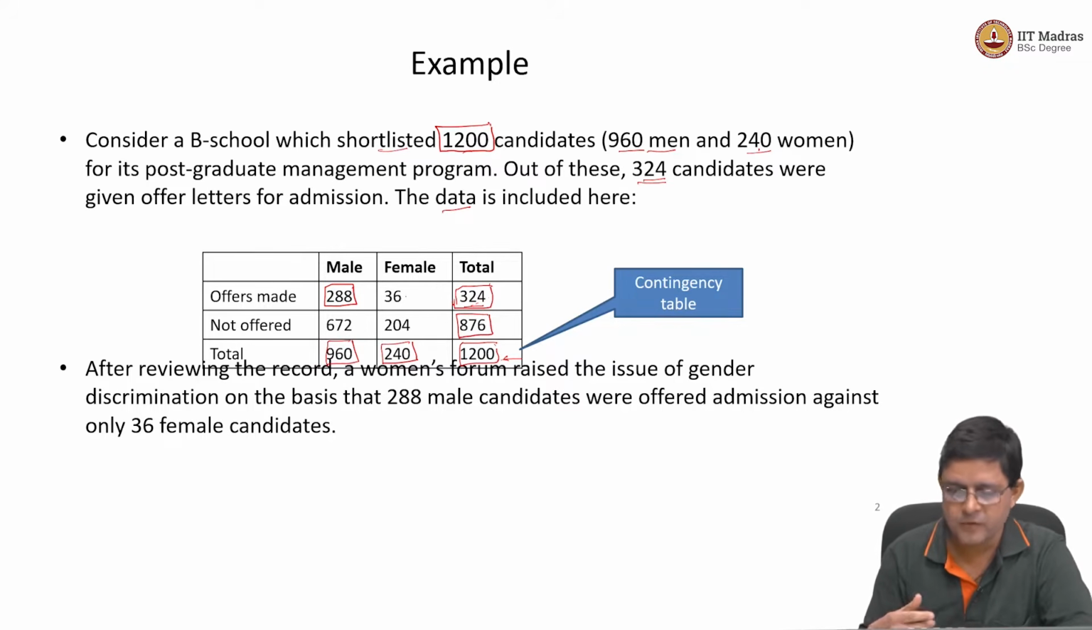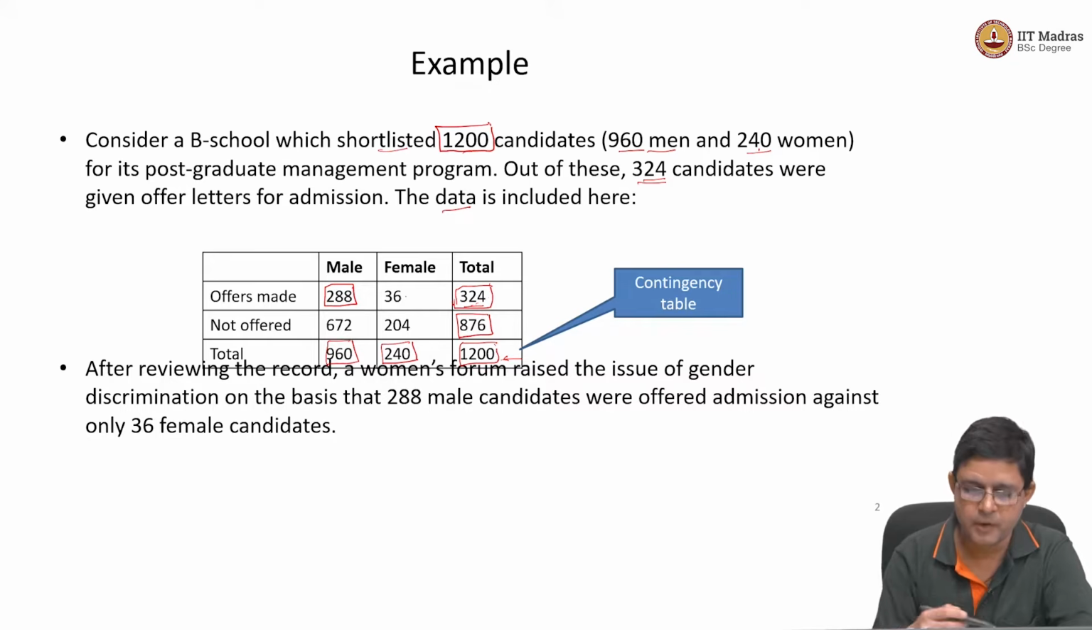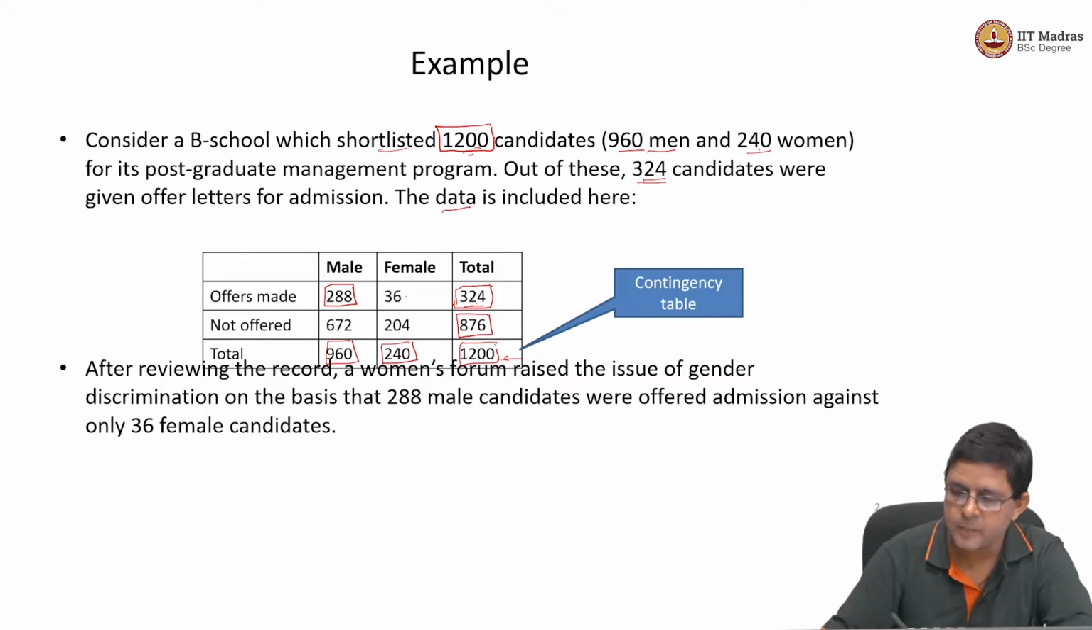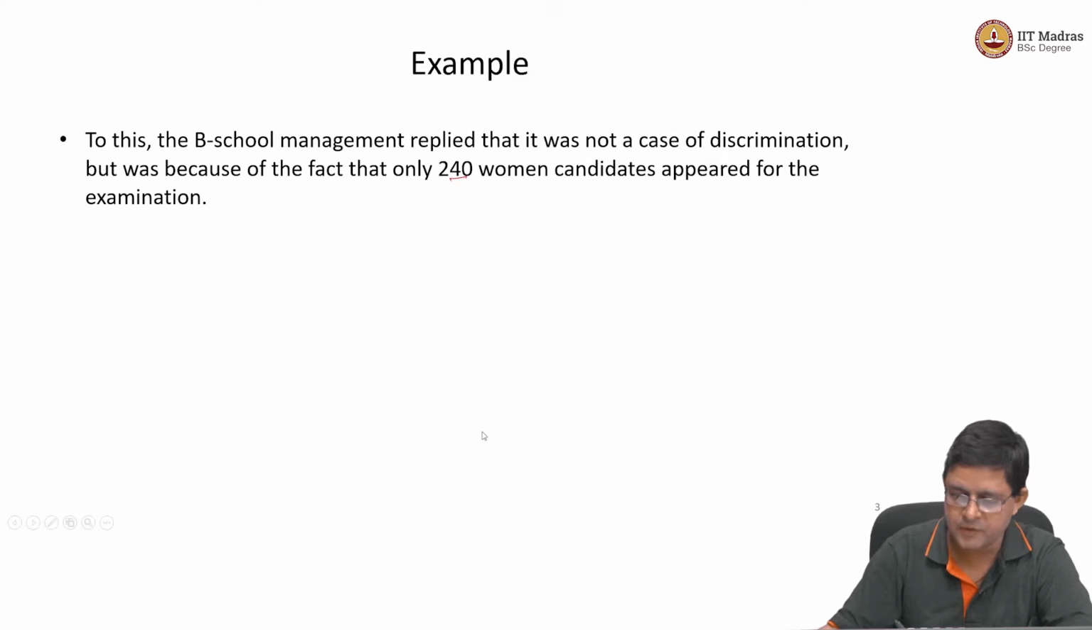We may be looking across the B school, we may be looking across the years. So, maybe the population size is much bigger, or even for this management program, the population size may be bigger. We have data about 1200 candidates. Based on the data about 1200 candidates, what are we going to conclude? Are we going to say that women's forum may have a point, or are we going to say that B school's argument may be correct?